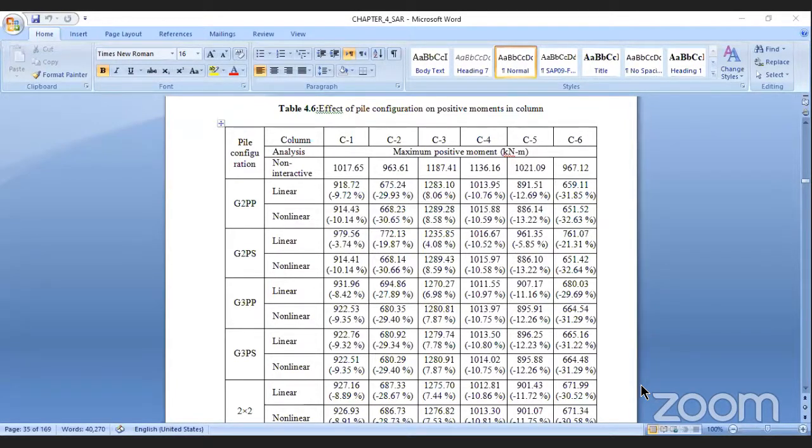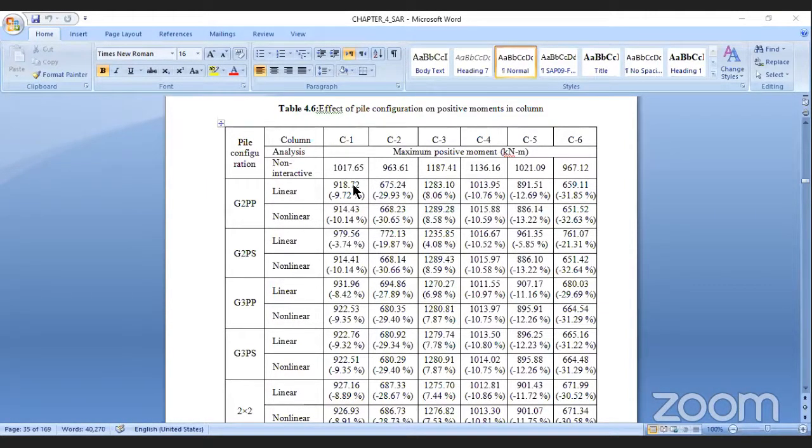Now we can see the effect on the columns. In place of beams, the effect was maybe around 3 to 5% only, but in the case of columns, we can see the effect now. There may be a reduction in some places and increases in others, but you can see that. This is the column maximum moments in the columns. And you can see the effect now.